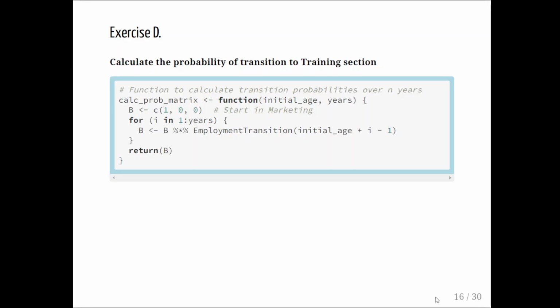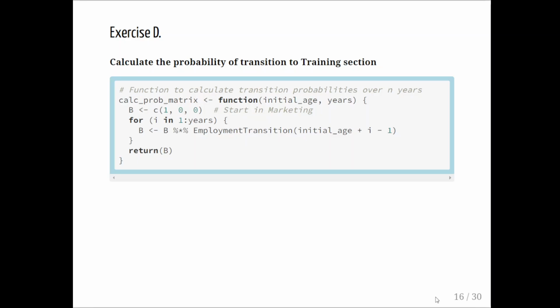So the initial age plus 1 minus I is essentially just to give us the employment matrix at 30, then 31, then 32, etc. So that's why that age, initial age plus 1 minus 1, if you try it out, actually gives the right ages, because if we use the index 1 to years, that means 1, 2, 3, which makes no sense in the context of the transition matrix.